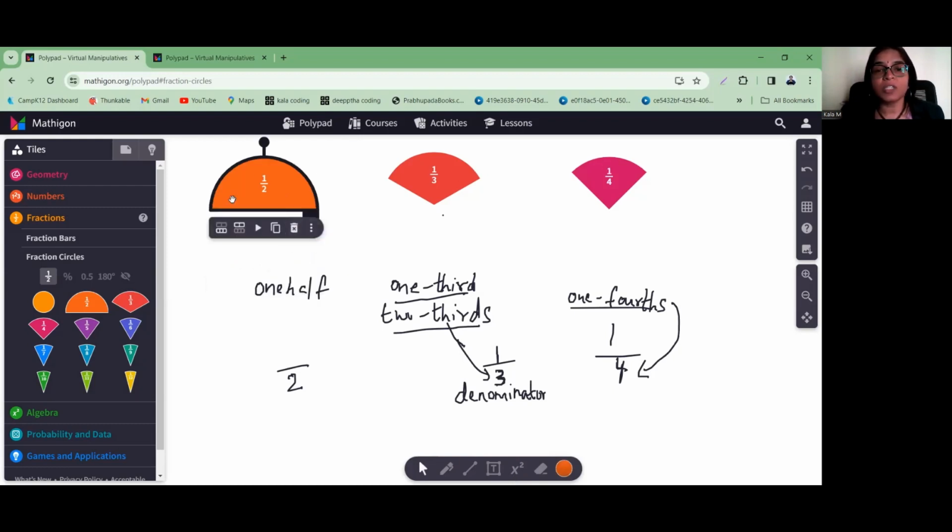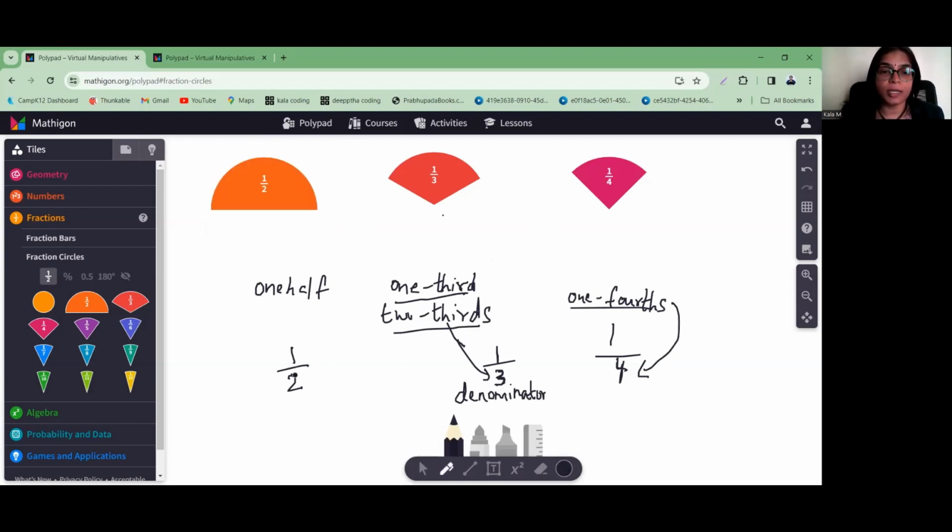Now, if you see in all these fractions, the denominators are different. Here it's a 2, here it's a 3, here it's a 4. The denominators are different. But every fraction here, the top part is the same. Because here we are taking one piece, here also one piece, here also one piece. Now, the thing that we write on the top is called a numerator. In all these fractions, the numerators are the same. That means we are taking one piece only. But you have to remember the size of the piece is different.